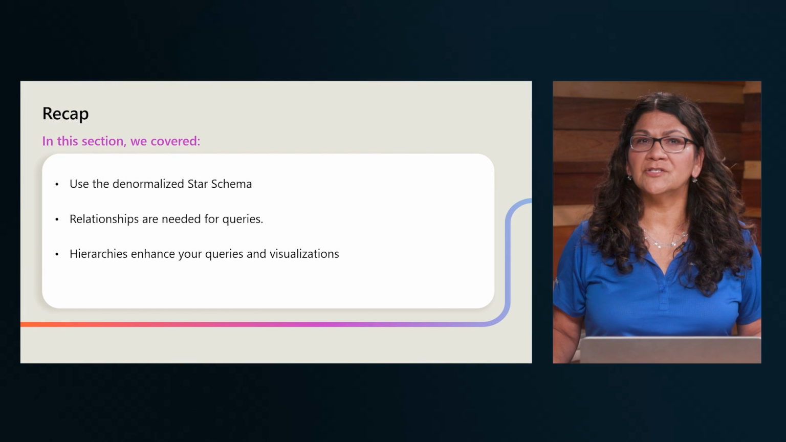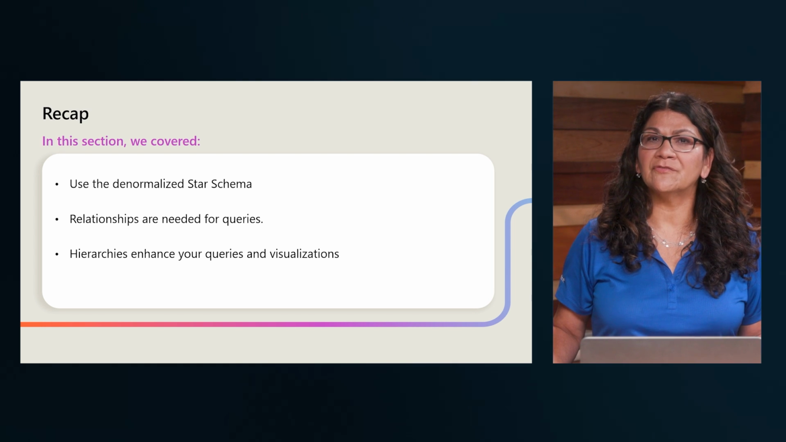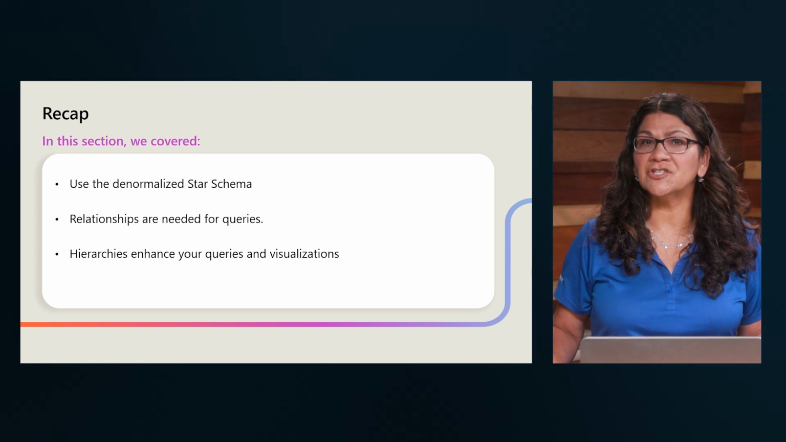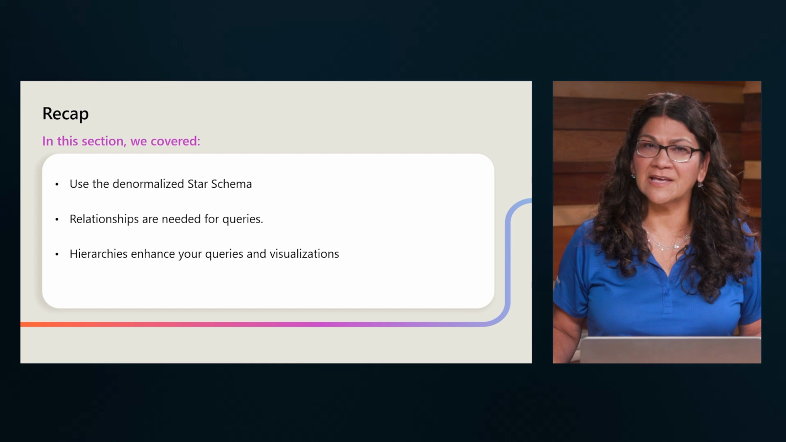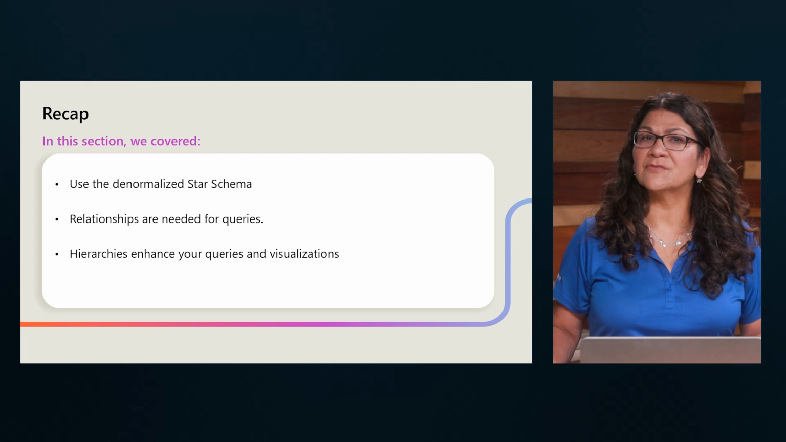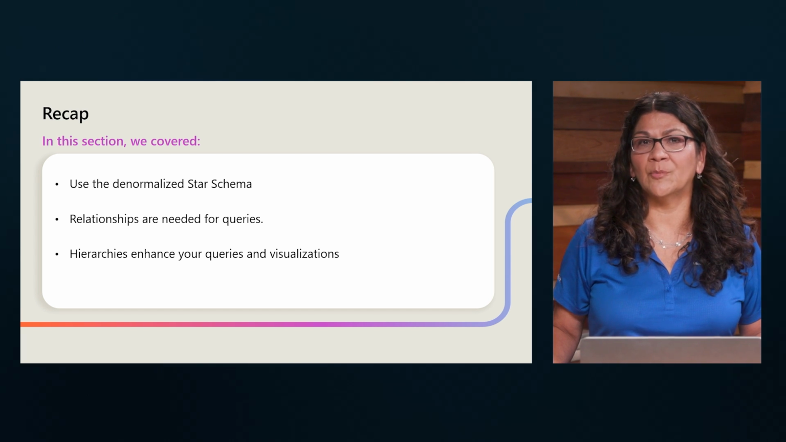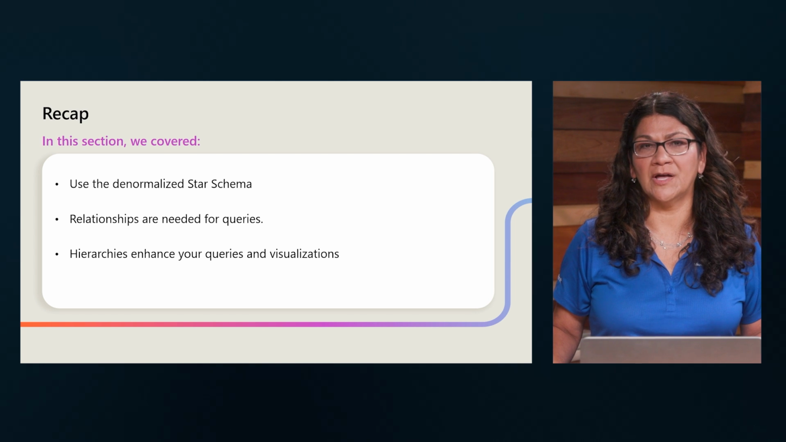To recap this section, we covered the denormalized star schema along with the fact table and dimension tables and the cross filters and the relationships between the tables. Remember that the dimension table has a primary key and the one side of the relationship, with the fact table's foreign key on the many side. Remember too that queries can be auto-created from your data or manually added, whichever you need. The most common type of relationship is the one-to-many or many-to-one.